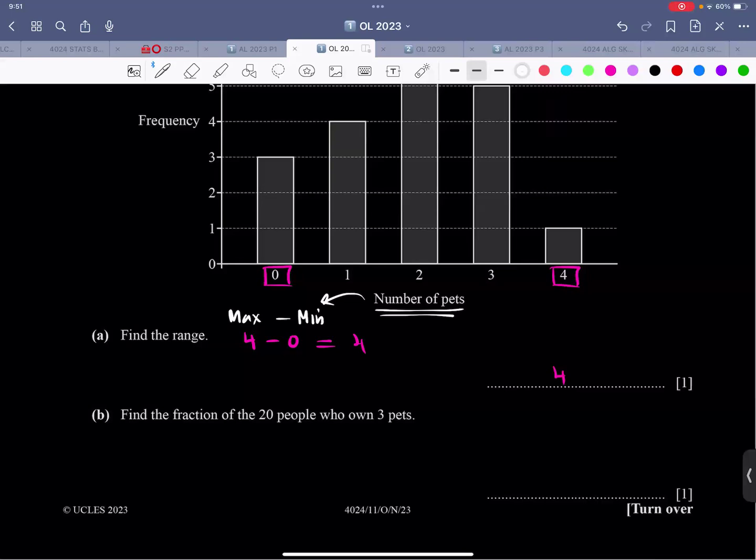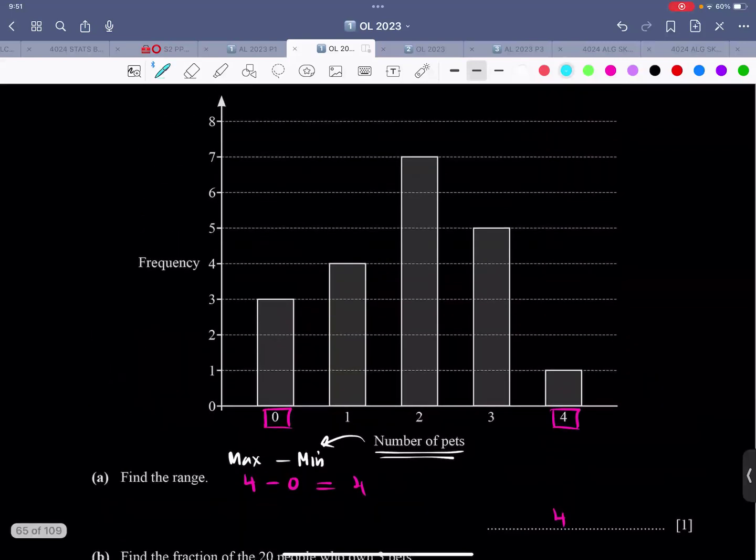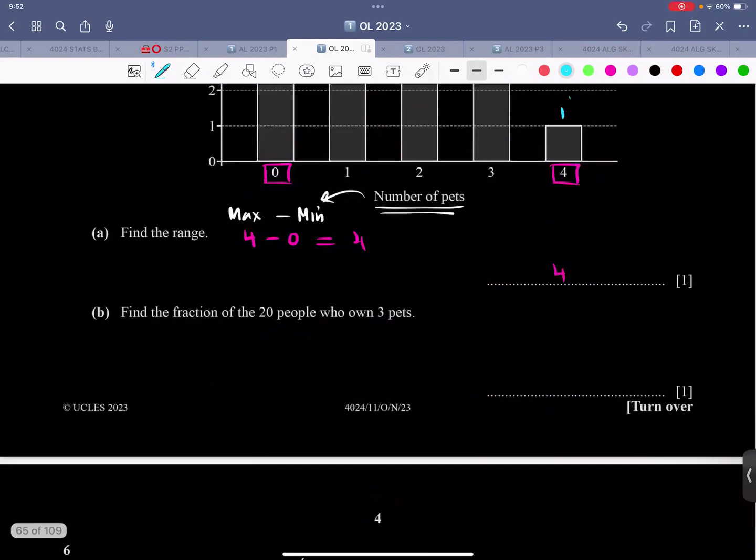Find the fraction of the 20 people who own 3 pets. First of all, let me write over here. This is 3. This is 4. This is 7. This is 5. And this is 1. 3 plus 4, 7. 7 plus 7, 14. 14 plus 5, 19. 19 plus 1, 20. So the denominator is 20.